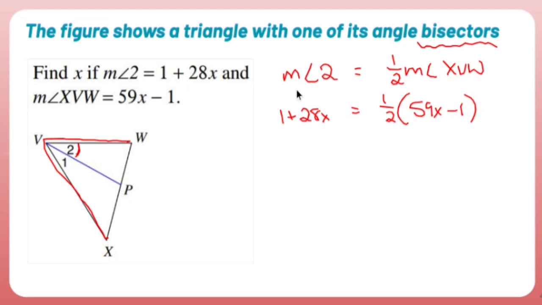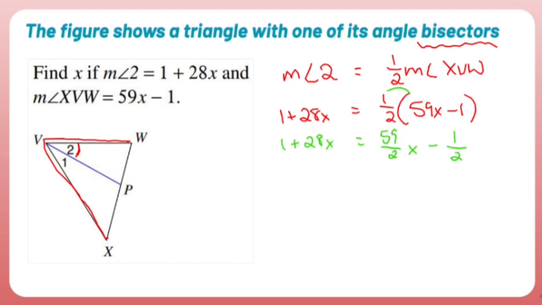Now, the other way I could set this up is I could have said that this guy equals 2 times the measure of angle 2. Either way, you'll get the same answer. I've already committed. So 1 plus 28x hasn't changed. I'm going to multiply 1/2 by 59x, so I'm going to put that as 59 over 2 x, minus 1 times 1/2 is minus 1/2.